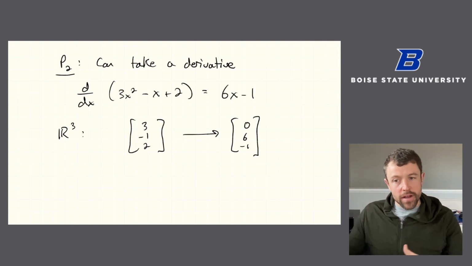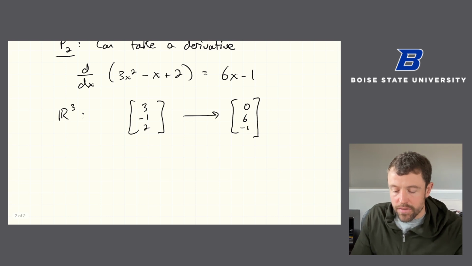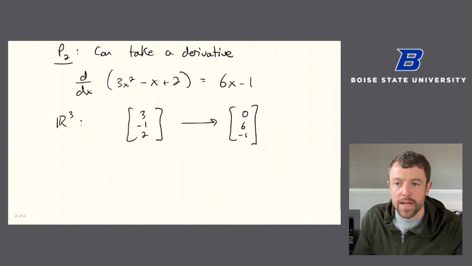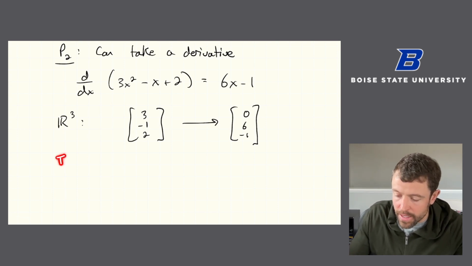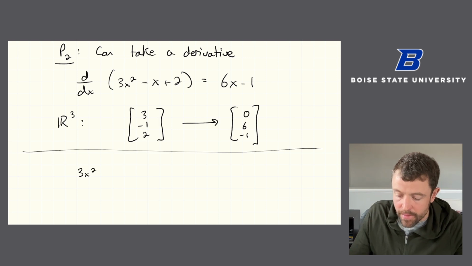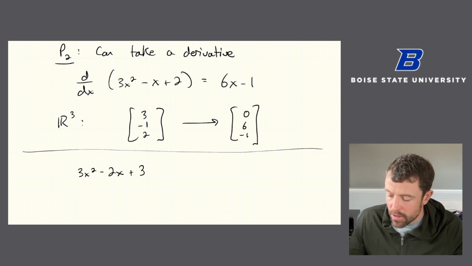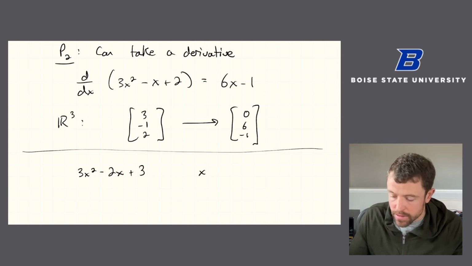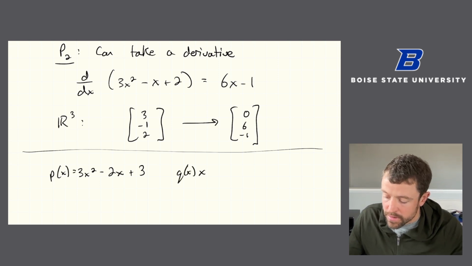But on the converse, R3 also has additional structure, right? So if I'm studying these two vectors, I'm calling them vectors because it's a vector space. That's not incorrect, but if I'm looking at the two polynomials in P2 given by 3x squared minus 2x plus 3, let's call this P of x, and let's call this other one Q of x.